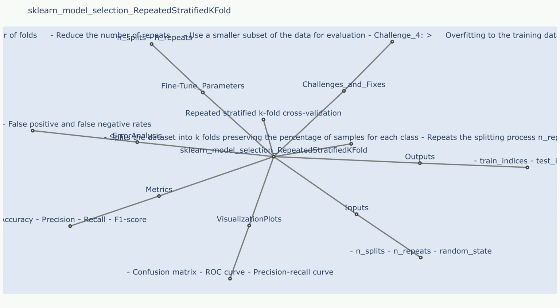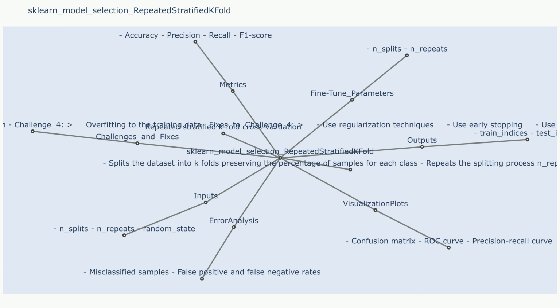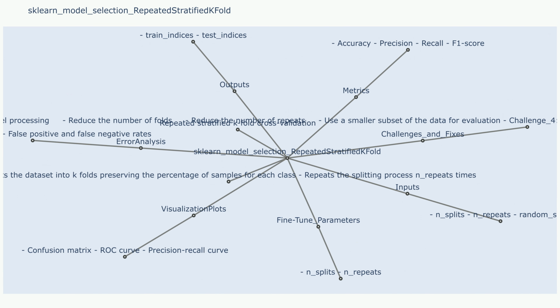Steps: data splitting: the data is divided into k folds (n_splits) while ensuring that the proportion of each class is maintained in each fold. Repetition: the entire splitting process is repeated n_repeats times, yielding a total of k times n_repeats splits. Yielding splits: the generator yields each split as a tuple of train and test indices.